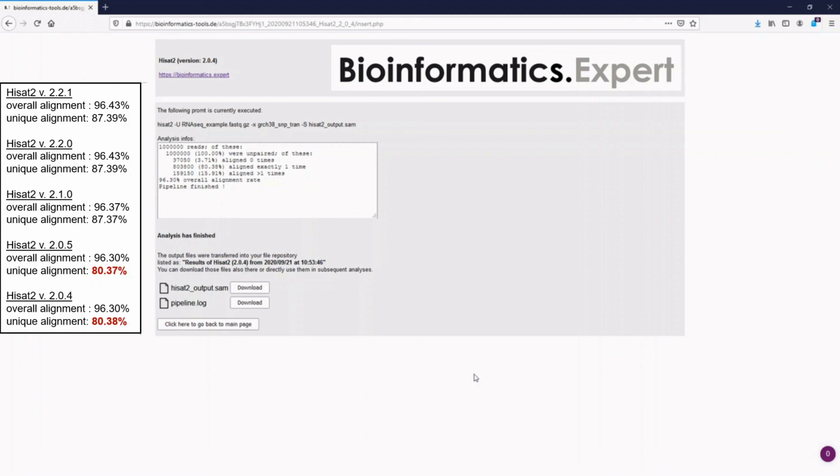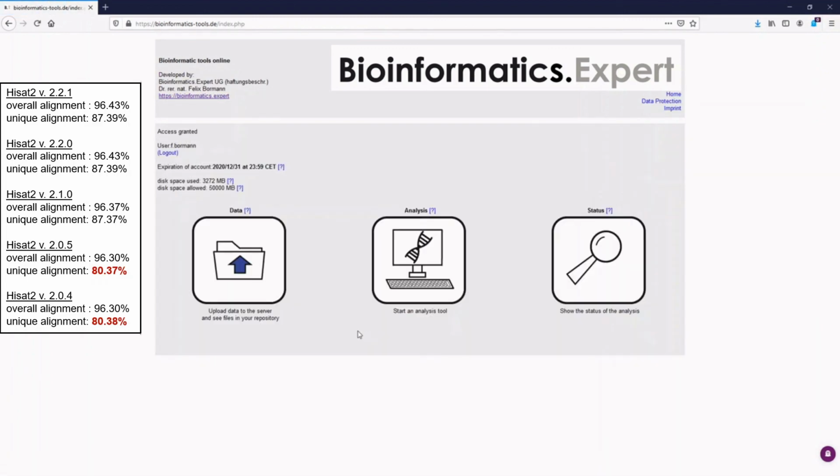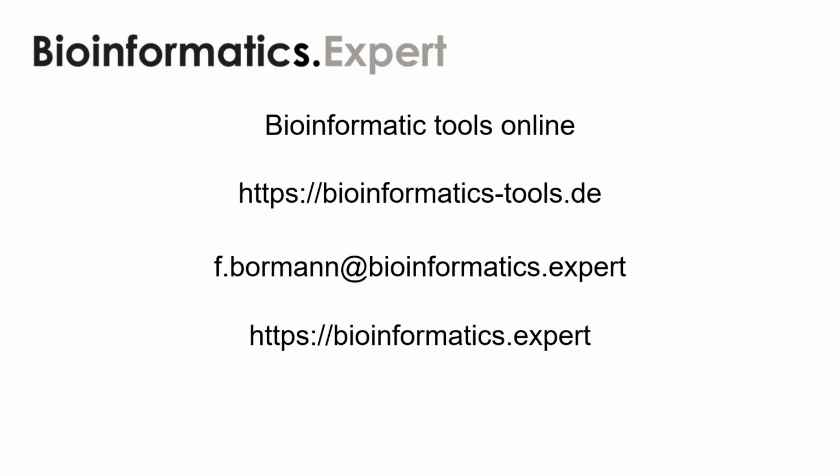This means if you want to perform reproducible data analysis, you should stay at your Hisat2 version, because if you analyze data sets later with a probably newer version of the program, you might get quite different results out of them. And these might then lead also to other downstream analysis results. Okay, thank you for watching this video about Hisat2 and how you can use it in bioinformatic tools online. I hope you agree that you have to carefully select your program version to fit, for example, earlier analysis if you want to do reproducible data analysis.